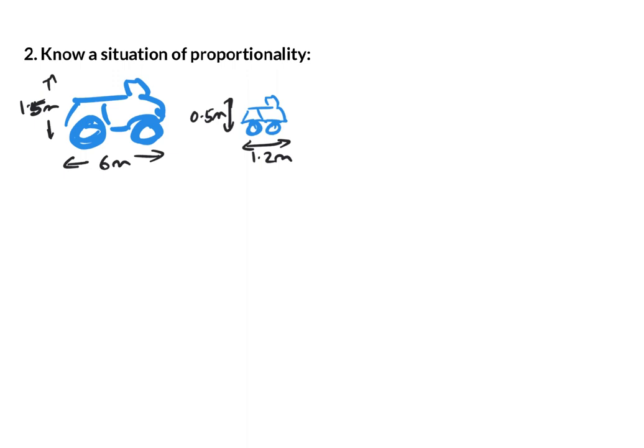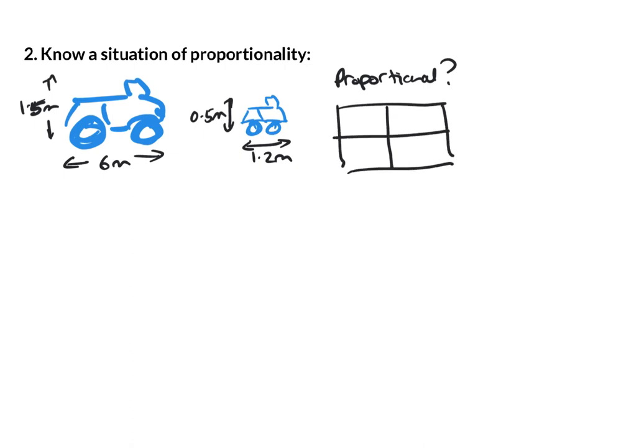So, we want to know, are these proportional? Is one proportional to the other? Well, if they were proportional, then we could put the numbers into a proportionality grid, and the answers would work out. So let's just try this out. I'm going to do a little proportionality grid and just put in my pairs of values. I have 1.5 meters height, 6 meters length on the big car, and then the small car is 0.5 meters and 1.2 meters.